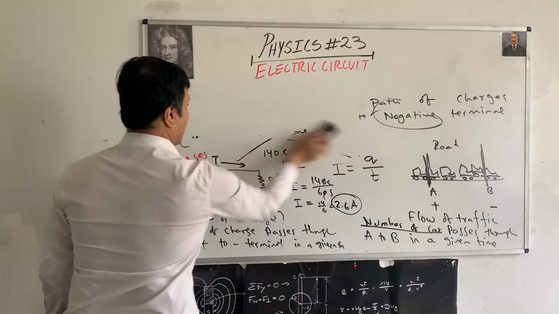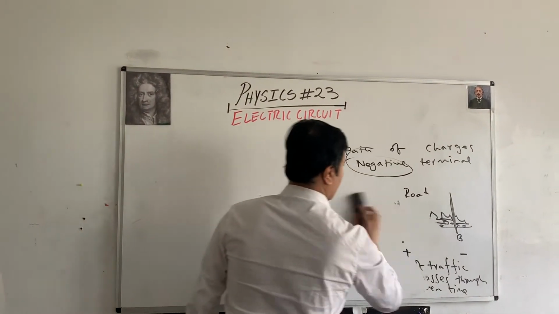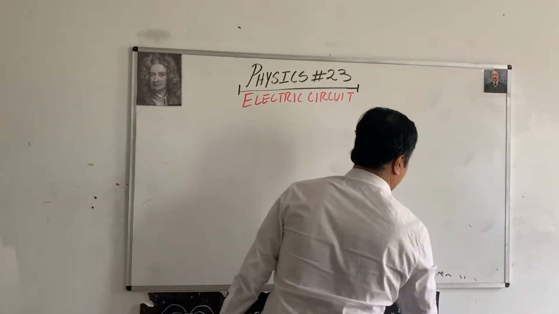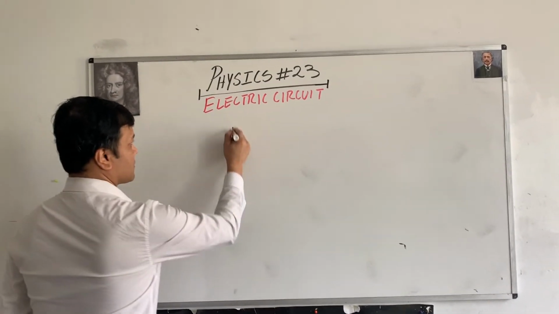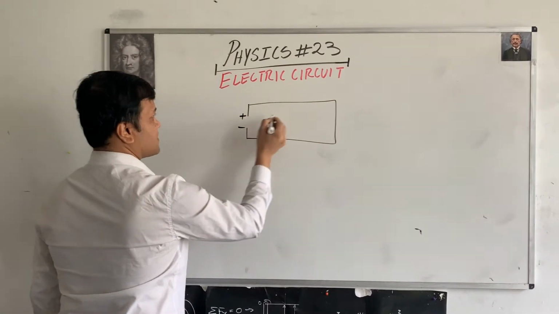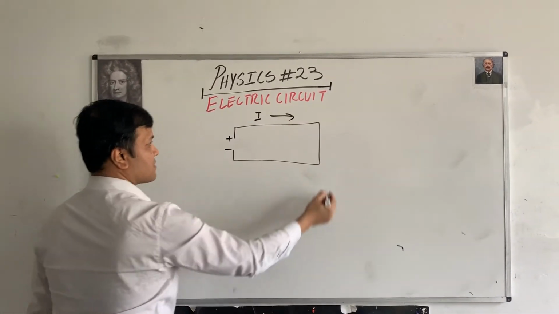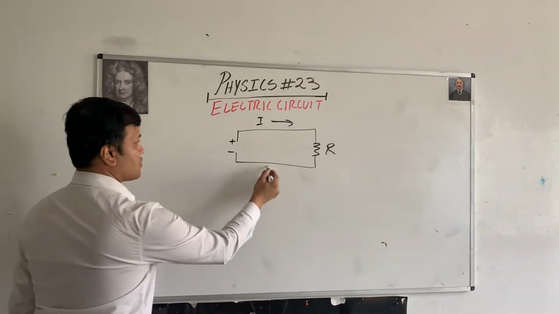Very good. Now the lesson. Our lesson is very simple today. We already created the circuit. This is plus, this is minus, this is current, which goes from the positive to the negative side, and this is the resistor. Part two of the lesson is this.